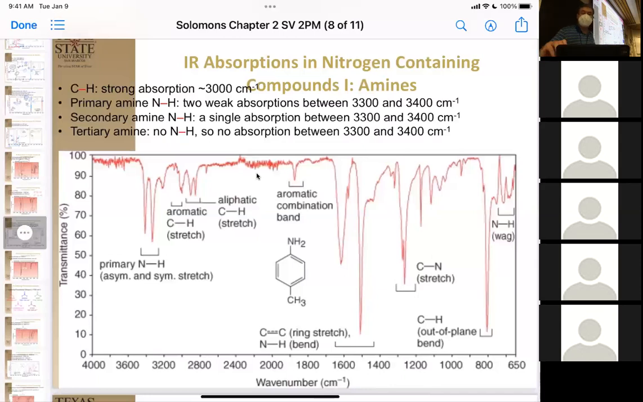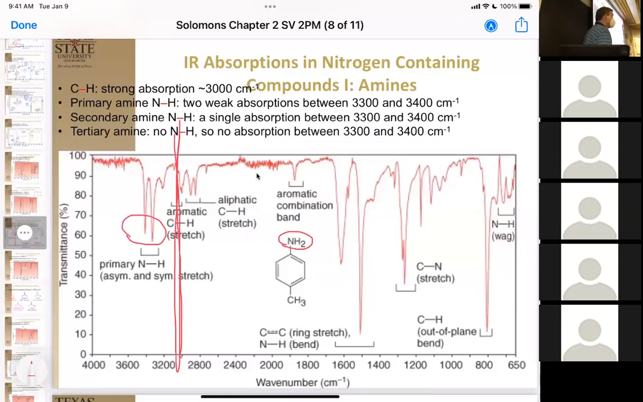So we can actually see how many peaks we have above 3000 and see what we have. These 2 peaks right here are associated with the nitrogen with 2 hydrogens on it. There's 3 peaks there. What's that other peak?